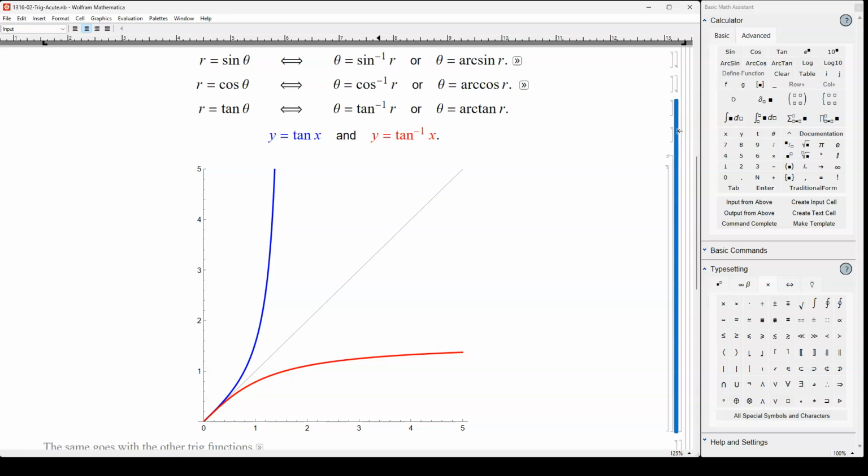Tangent function and inverse tangent function, or arctangent. Tangent function has vertical asymptote, blowing up to infinity at pi over 2. Arctangent function behaves the other way around. It has horizontal asymptote. So the vertical asymptote is x equals pi over 2, while the horizontal asymptote is y equals pi over 2.